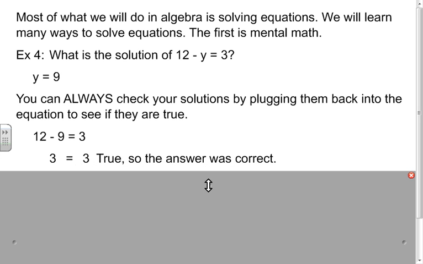And if we do the math, we get 3 equals 3. That makes it true, so we know that our answer was right. 9 is the correct answer because we plugged it in and got something that was true. So the first way you can solve an equation is using mental math. You can just look at it and try to figure out what the answer is supposed to be.